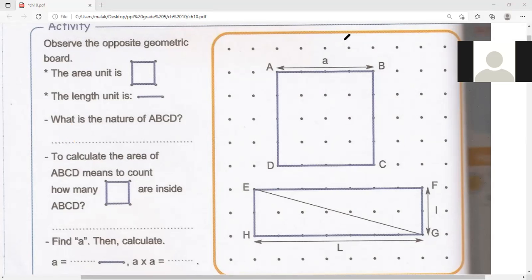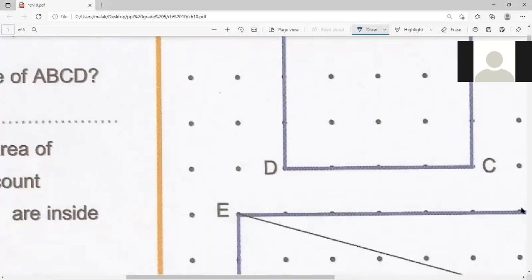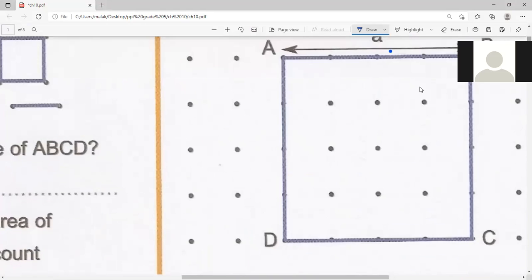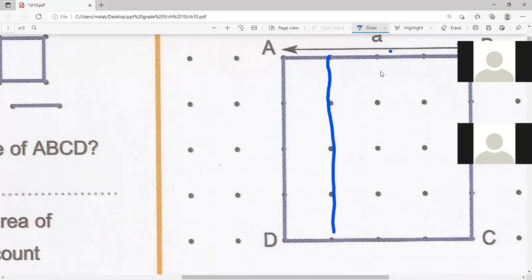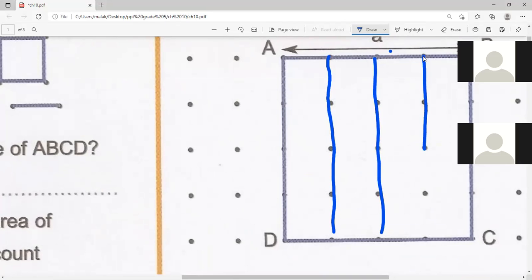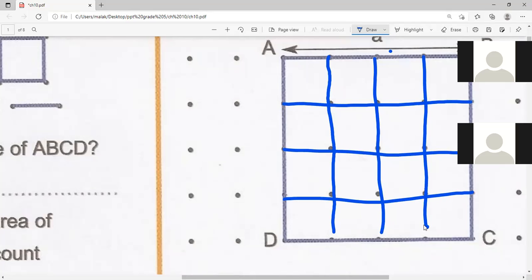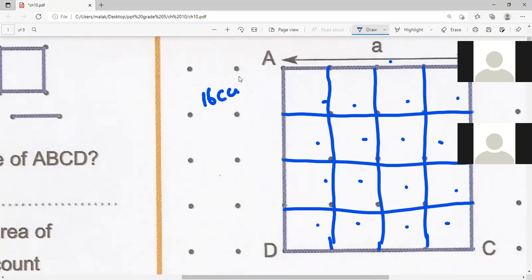If we look at the square, if we want to know the area of this square, it means the distance that's inside this square. We divide this square into cubes. We want to count how many cubes we have inside this square, meaning we are finding the distance that's inside. How many cubes do we have inside the square? 16. 16 cubes means that the area of this square is 16 units.